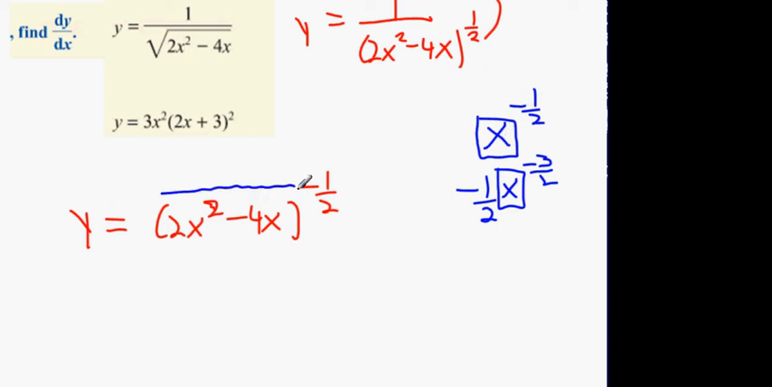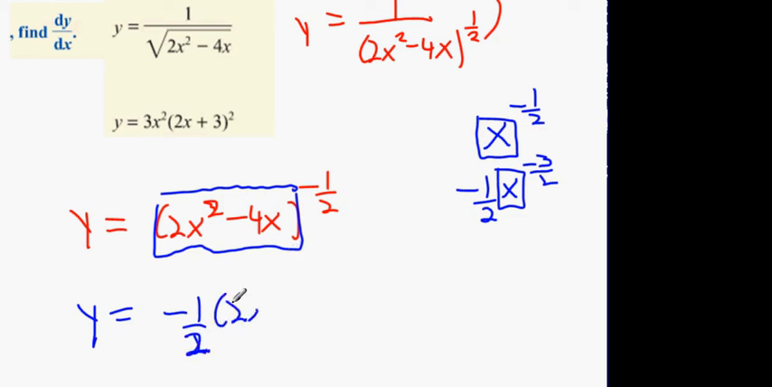In this case, this one here is the box. So we're going to do exactly the same thing. Minus a half, the box stays the same, 2x squared minus 4x to the power of, what is it? Minus 3 over 2. Now, here's the missing part.